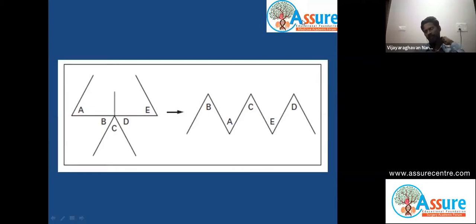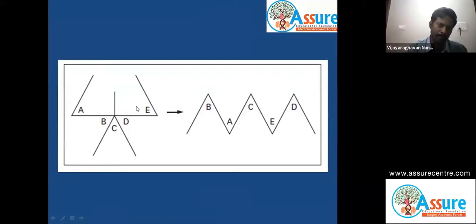So how many flaps are there in a Z-plasty? For example, forget this line, if you see only this part, this is a Z-plasty, how many flaps are there? 2 flaps. This is one flap and this is another flap.